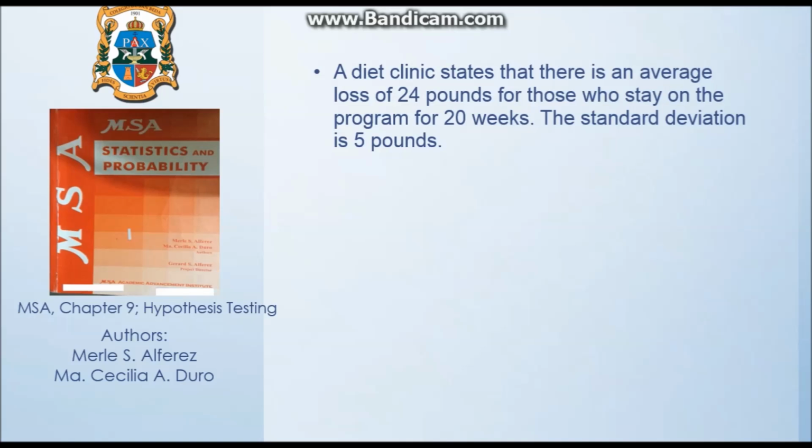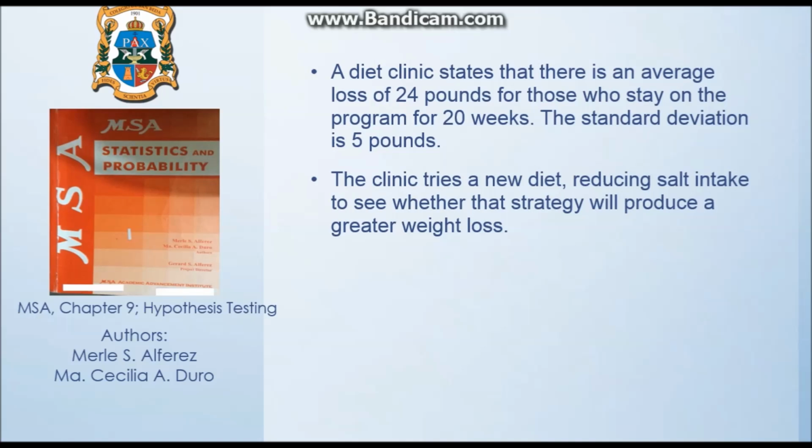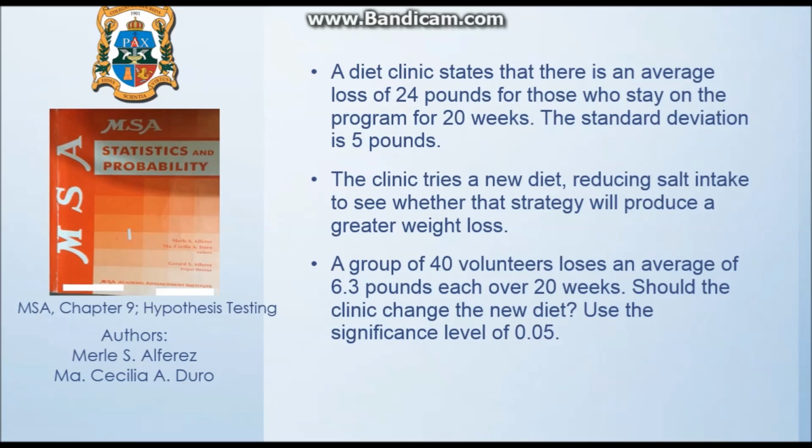A diet clinic states that there is an average loss of 24 pounds for those who stay on the program for 20 weeks. Use the standard deviation of 5 pounds. The clinic tries a new diet, reducing salt intake, to see whether that strategy will produce a greater weight loss. A group of 40 volunteers loses an average of 6.3 pounds each over 20 weeks. Should the clinic change the new diet? Use the significance level of 0.05.